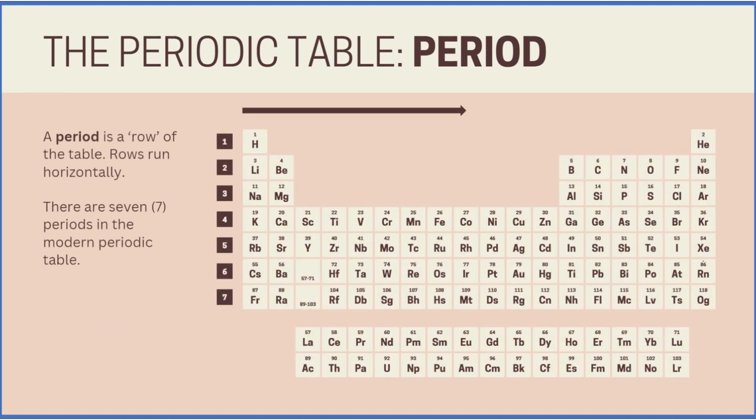Now the periodic table period. Period means what? The rows. The period is a row of a table. Rows run horizontally. So there are a total of 7 periods in the modern periodic table. Okay, how many? 7. Just pause it and count it again. I also show it with the dark color.